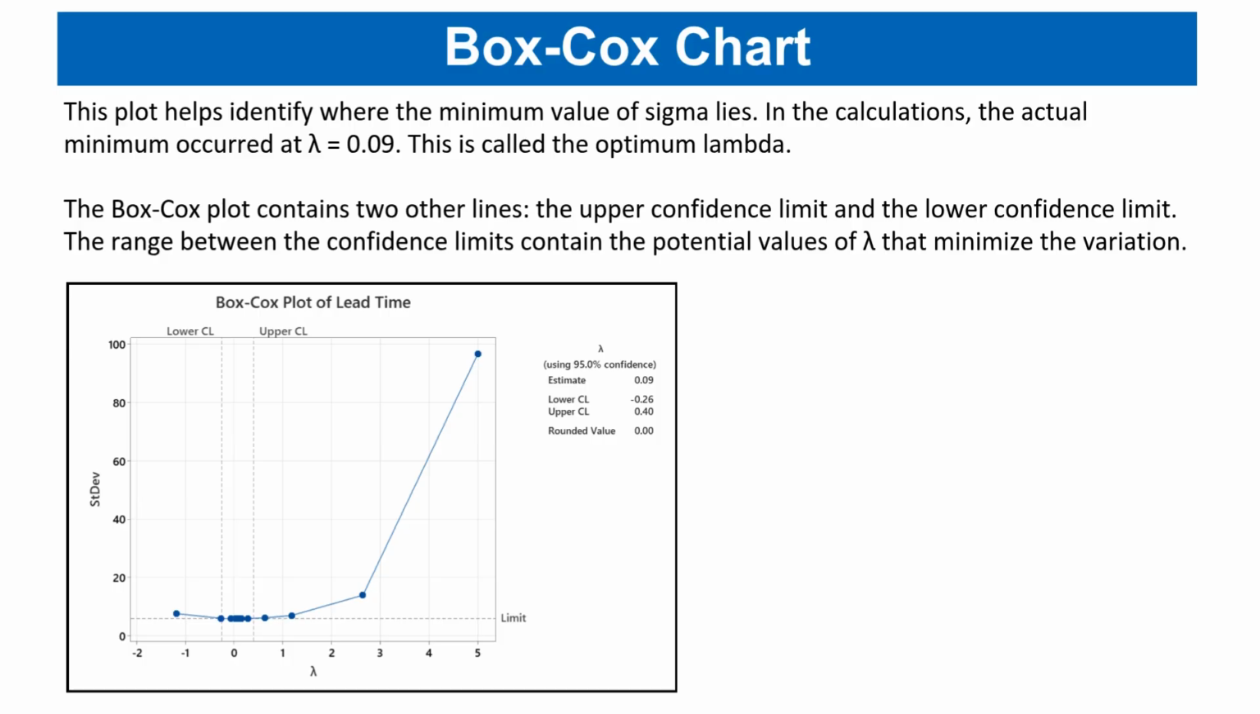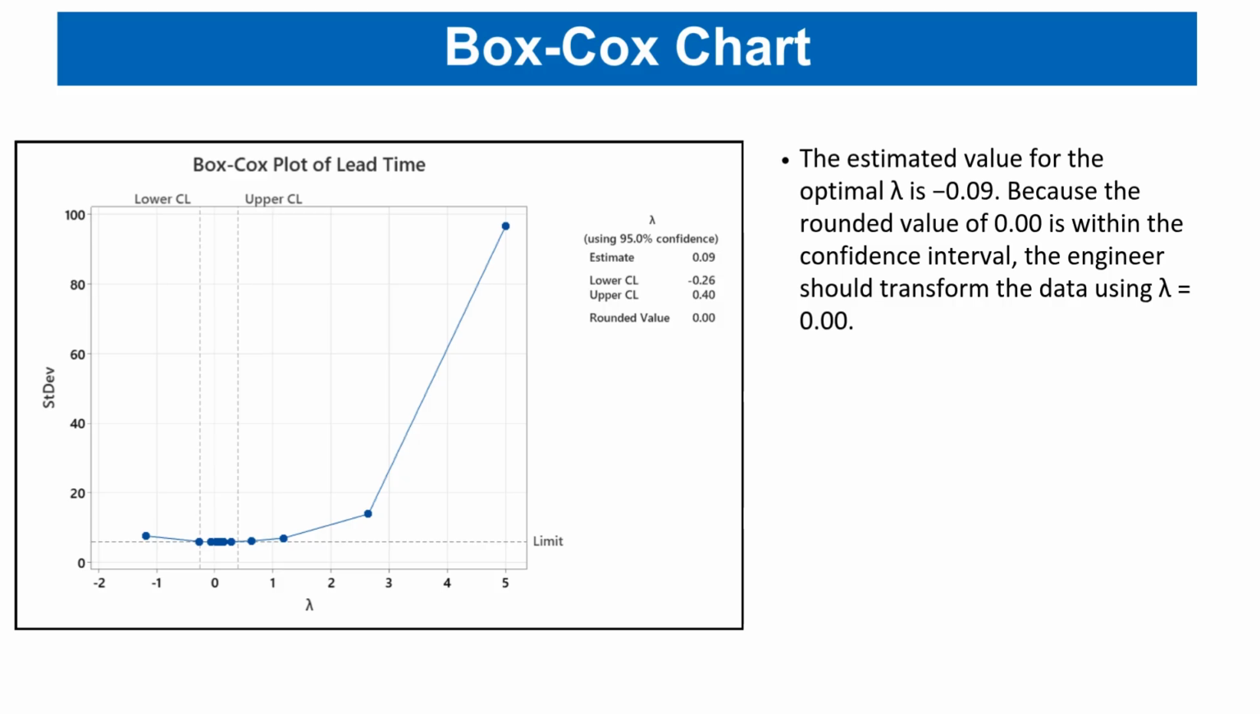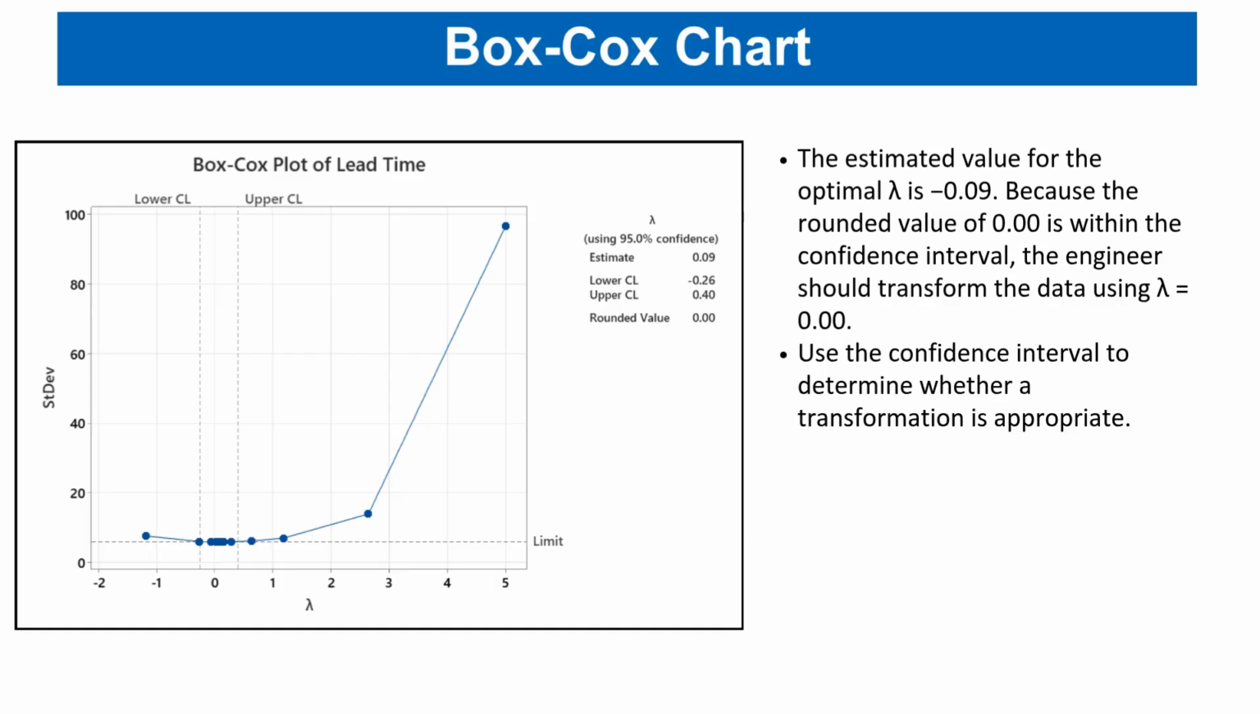The Box-Cox plot contains two other lines, the upper confidence limit and the lower confidence limit. The range between the confidence limits contain the potential values of lambda that minimize the variation. The estimated value for the optimal lambda is -0.09. Because the rounded value of 0.00 is within the confidence interval, the engineer should transform the data using lambda equals 0.00.